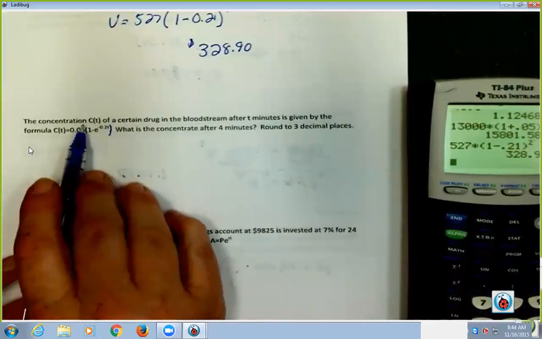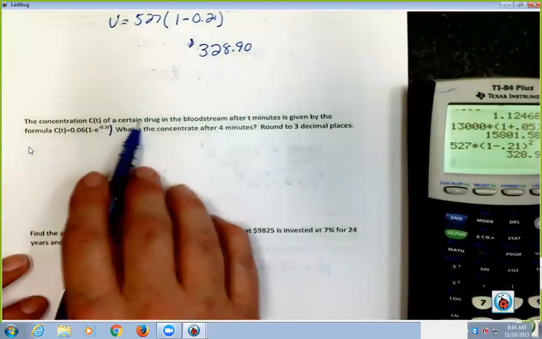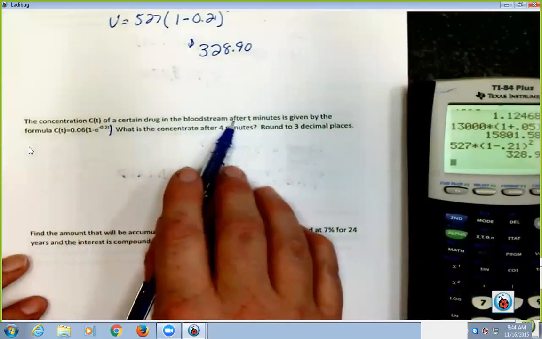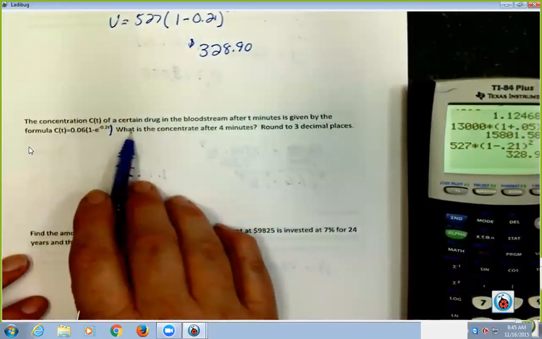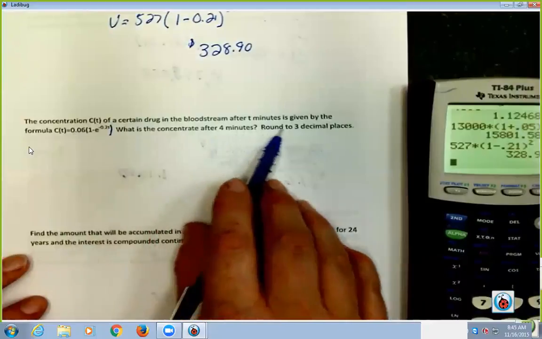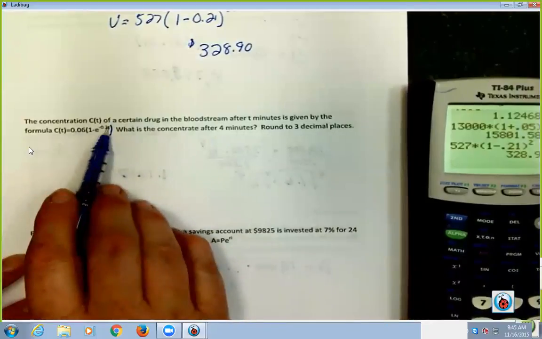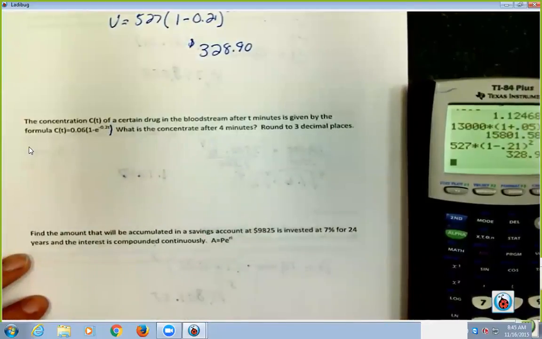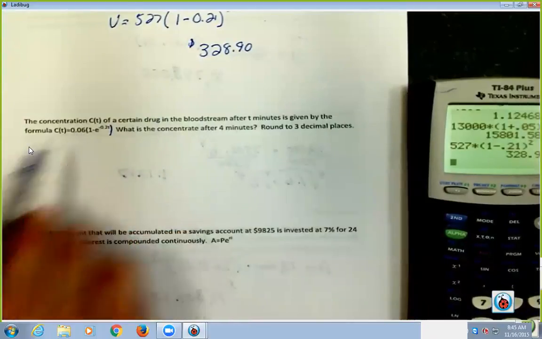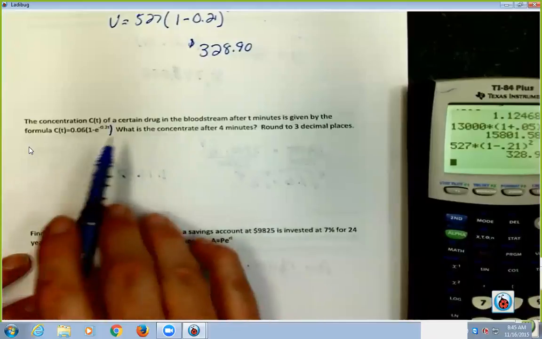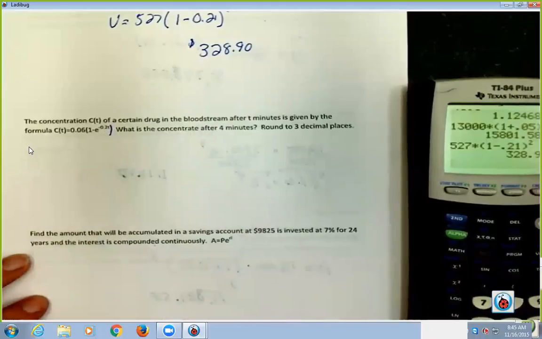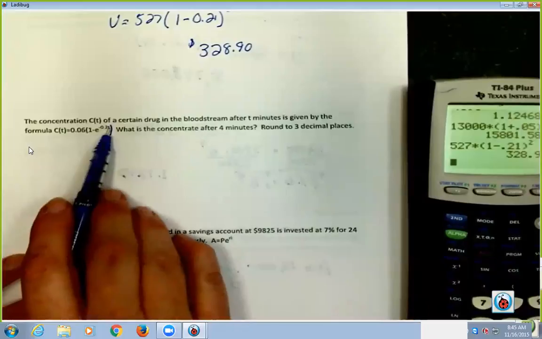So if we look at the next one, C of T of a drug in the bloodstream after T minutes is given by this formula. What is the concentration after 4 minutes? Round to 3 decimal places. So T is going to be replaced with 3. And so we're going to come up with what our value would end up being for this one. Pardon? T is replaced by 4. Yep, sorry I said 3 because 3 was down there, but it's 4.